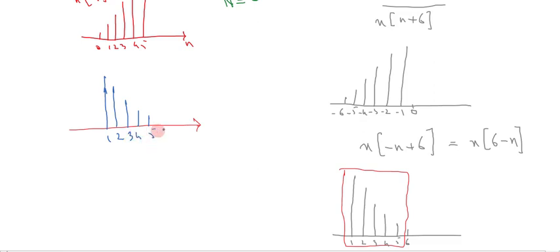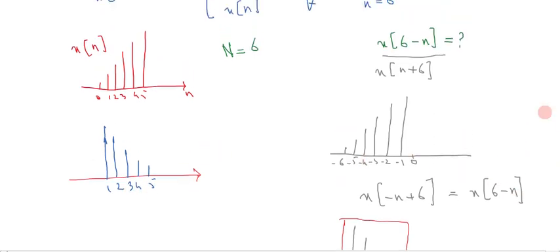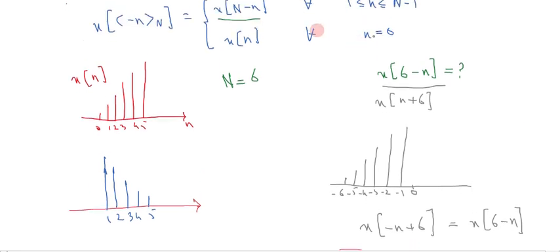One, two, three, four, 5, and according to the definition of circular time reversal, at 0 you have the original signal of x of n, which is this thing. So it will come here. So this is x of minus n of n. This is circular time reversal of this x of n.